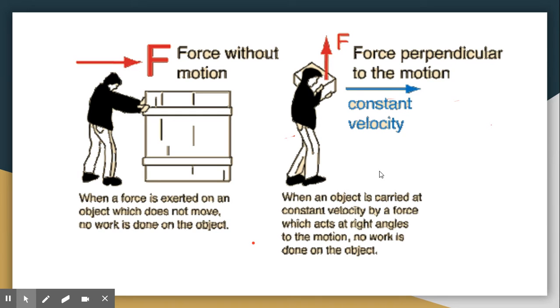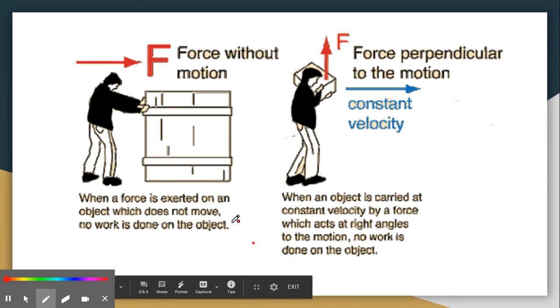In this picture, when an object is carried at a constant velocity by a force which acts at a right angle to the motion, no work is being done. So he's applying a force, and that force is moving up. But his motion is to the right. So no work is being done.